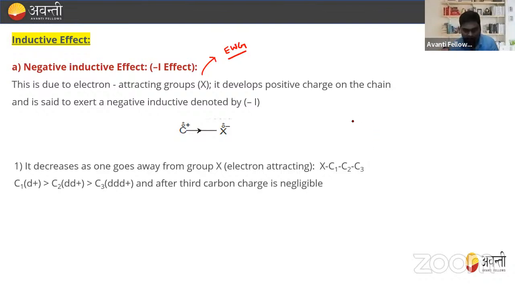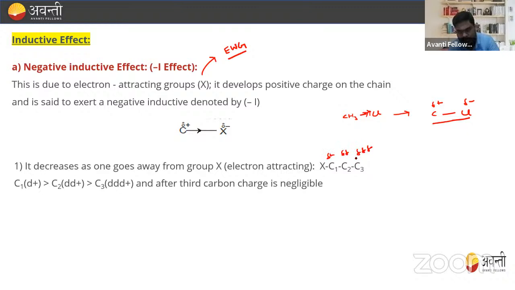For example, if I'm talking about CH3 and Cl, Cl being more electronegative tries to attract the electrons towards itself. So this will show a minus I effect because this C becomes partially positive and this Cl becomes partially negative. Now, what is the effect of this? It decreases as one goes away from the electron attracting group X, for example X, C1, C2, C3. Here in C1, we have a partial positive charge.